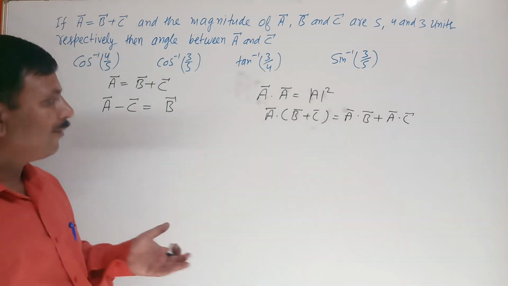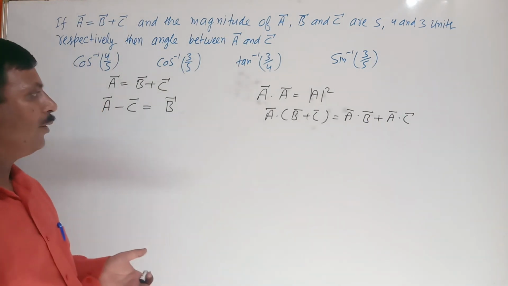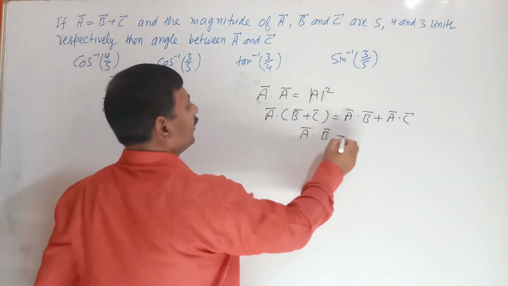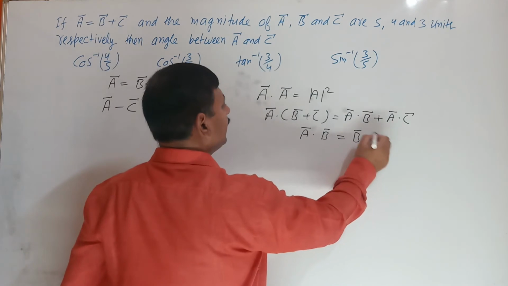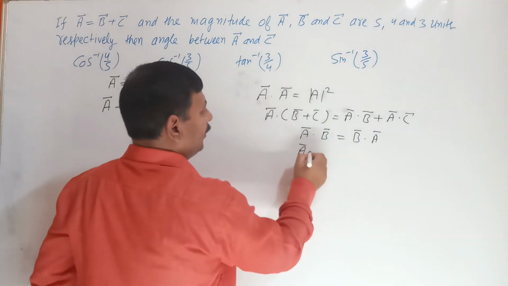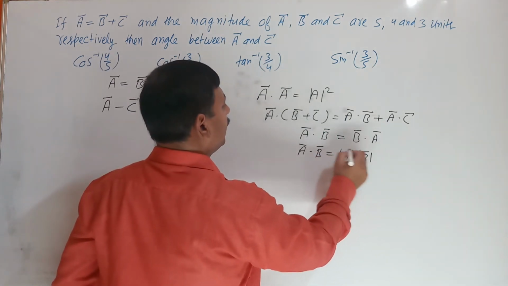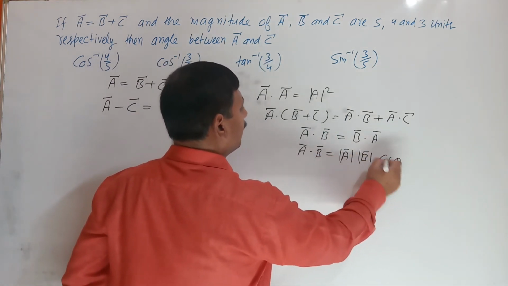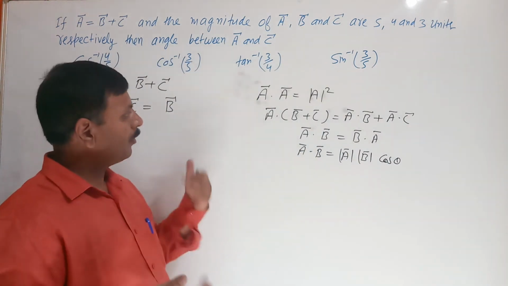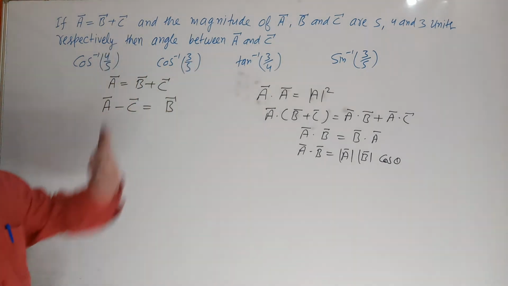Another important property of dot product that we know is the commutative law: A dot B is equal to B dot A. So see, A dot B is equal to mod of A mod of B cos theta. This property we know. Okay, with the help of the properties of dot product we will find the angle between A and C.